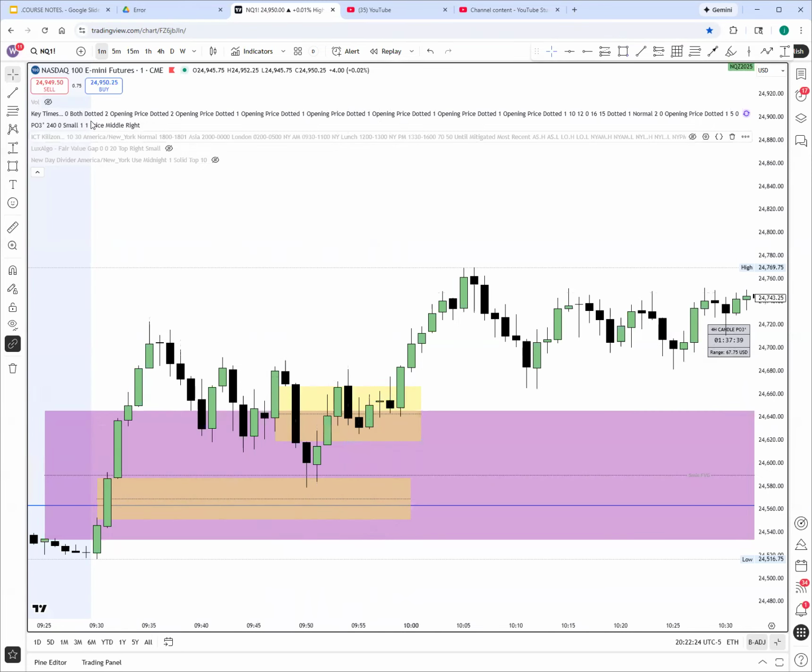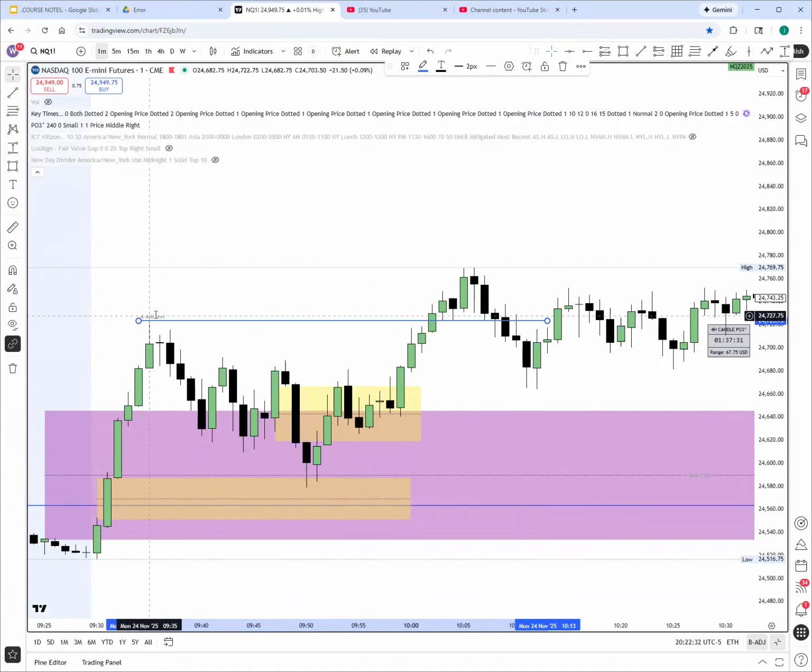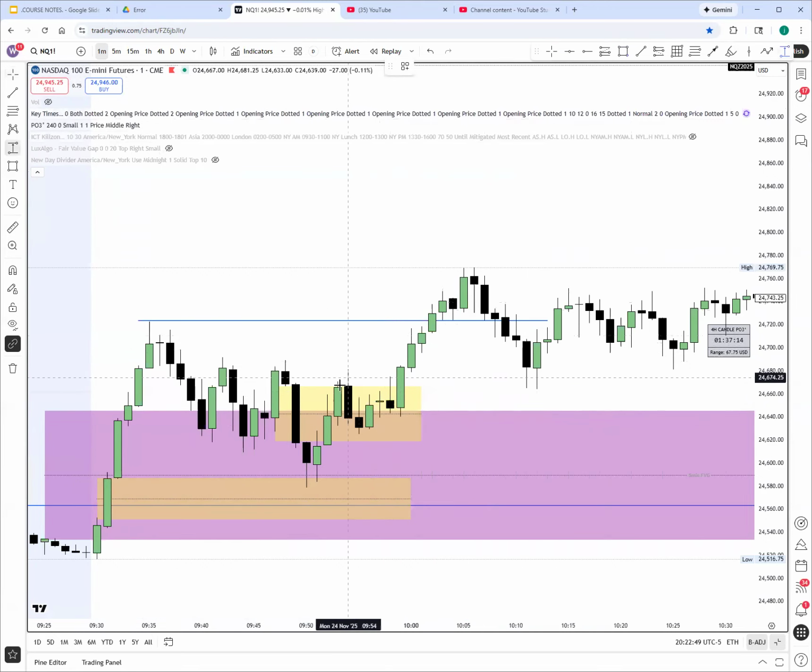I entered here, and what I was looking for was to see if we could come and take out the high from earlier in the day, not the previous day high, but the earlier high in the day. And we did come up and take that out. We can see how many points that was from entry. This was almost 60 points just to here, in which once we got to here, I did go break even and I did leave runners.